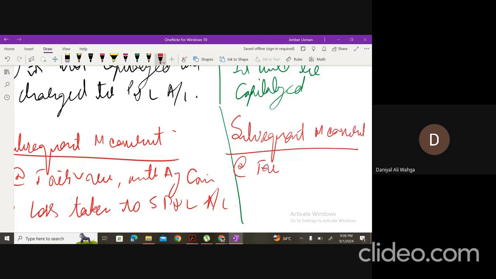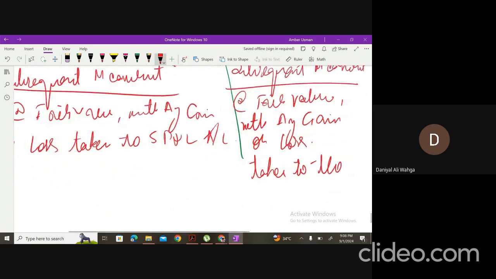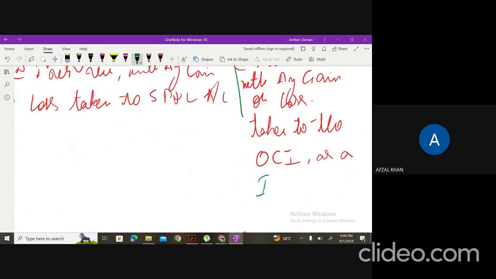It will be done again at fair value, but this time with any gain or loss taken to the other comprehensive income, as an investment reserve. Sir, please explain. We didn't get the investment reserve right.